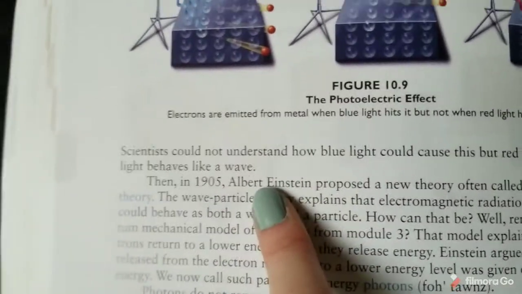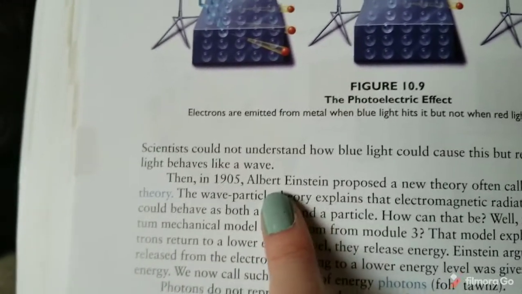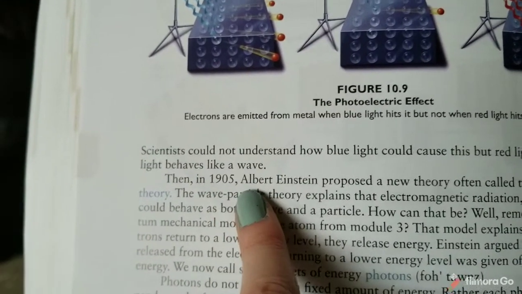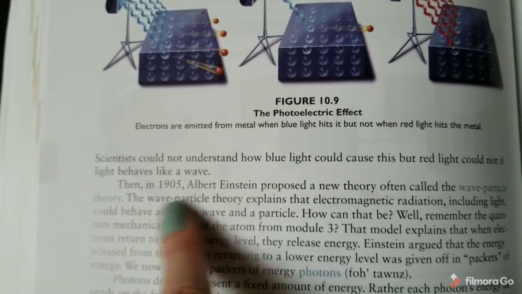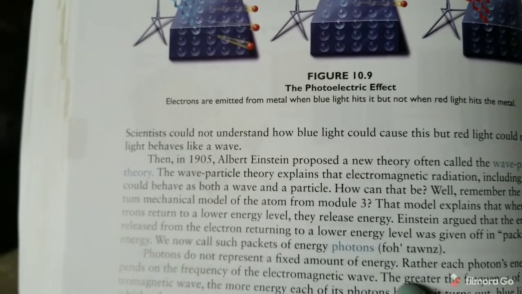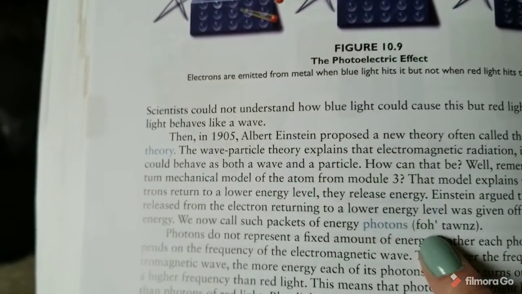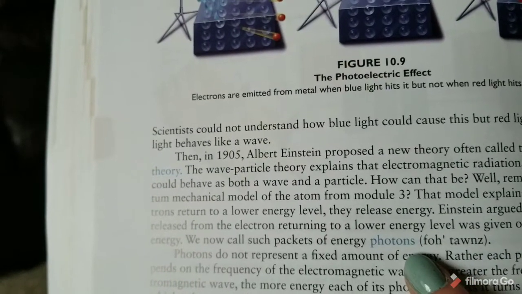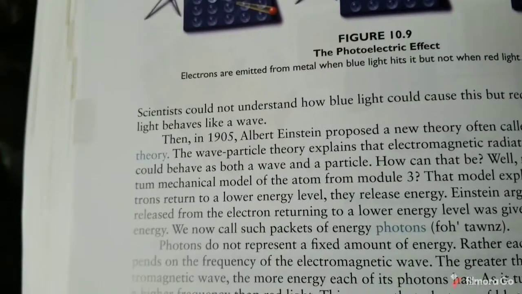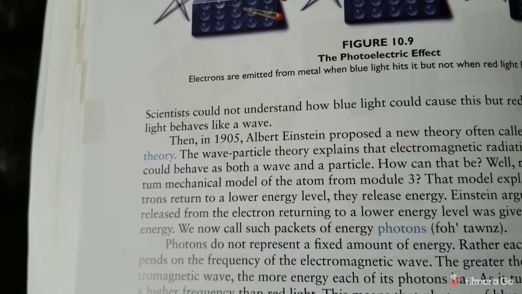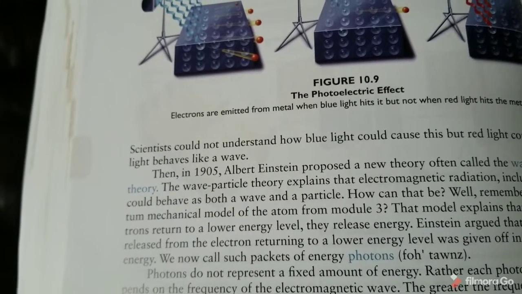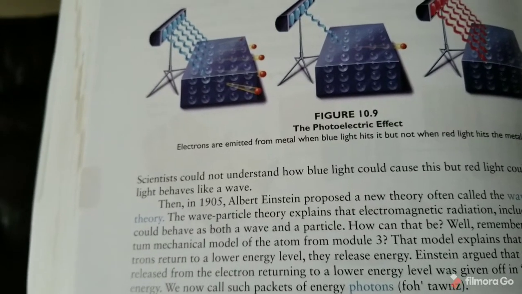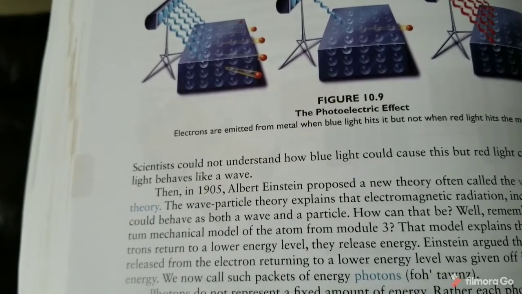But thank you for giving us a crazy smart person in the world. Albert Einstein, that God provided to us, in 1905 proposed a new theory often called the wave particle theory. And those little packets of energy are called photons. He said that they don't represent a fixed amount of energy. It depends on the electromagnetic wave. The greater the frequency, the more energy each of its photons has.